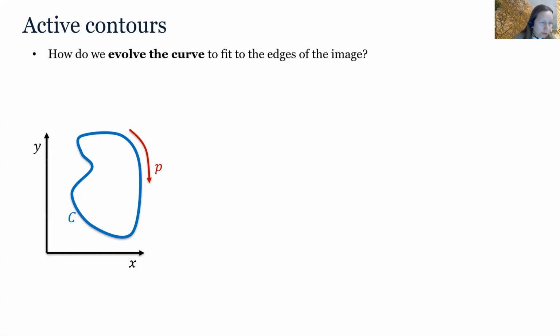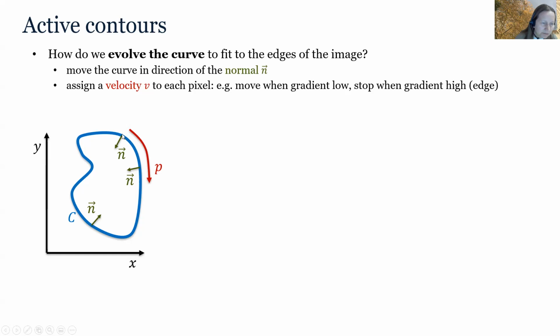So the question is, how can we evolve the curve to fit to the edges in the image? First of all, we will move each point of the curve in the direction of the normal. Here you can see the normal. For each point, it will be locally perpendicular to the curve. Then secondly, we will move it with a certain velocity.